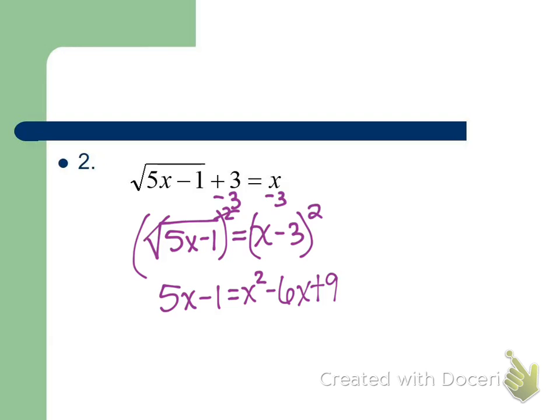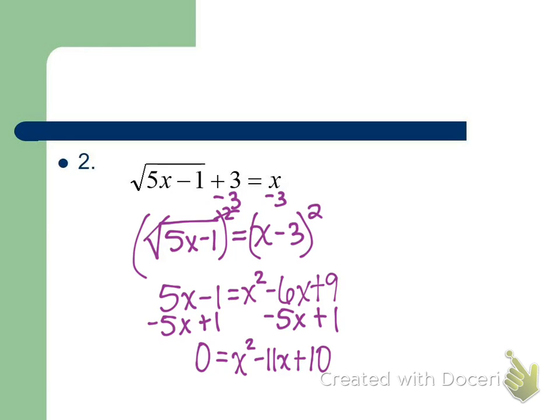Okay. Then we have a quadratic. So in order to solve it, we need it to be set equal to 0. How do we make that happen? Subtract the 5x and add the 1. Are we all right with that? We need to move the 5x minus 1 over. So we do the opposite operation. What does that give us when we combine those on the other side? x squared minus 11x plus 10. Beautiful.